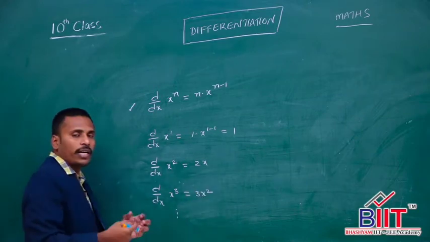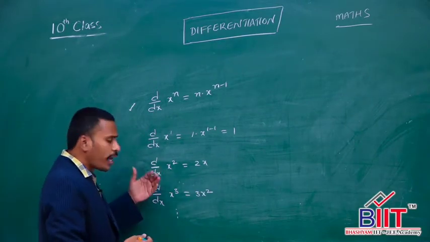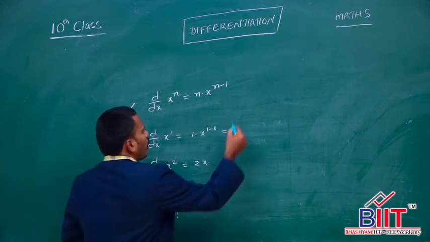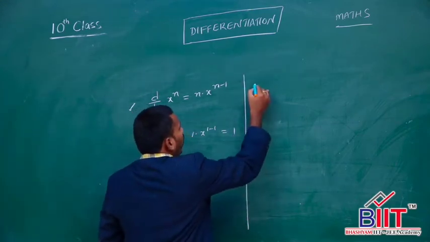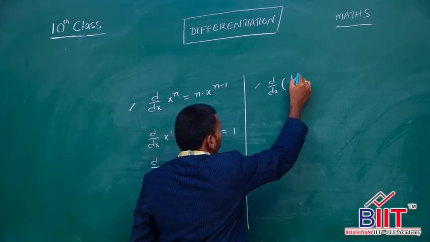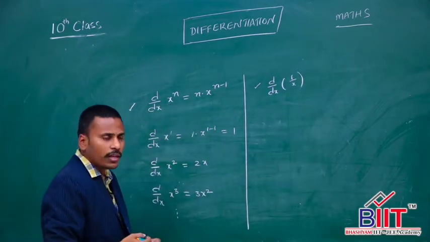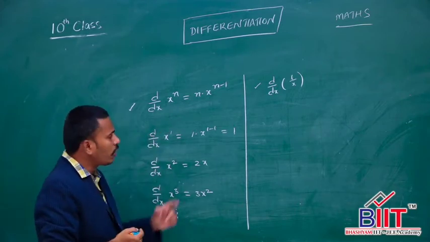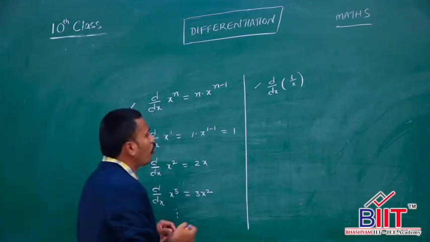Likewise, we will calculate derivatives for x square, x cube, x power 4 and everything. And the next thing is finding the derivative for 1 by x. What is the derivative for 1 by x? d by dx of 1 by x. Just use this particular standard derivative to calculate that derivative of 1 by x.